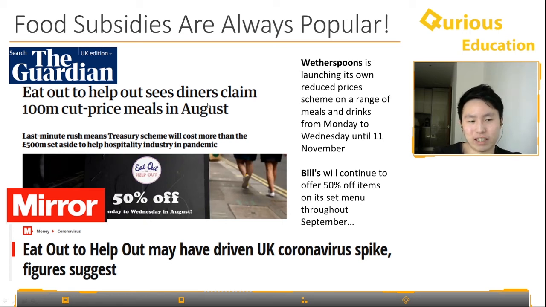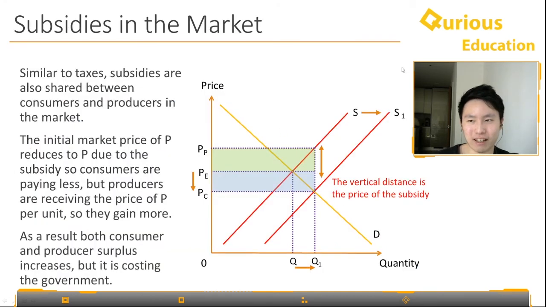So we can see diners claim 100 million cut price meals. Eat Out to Help Out, however, might have driven a coronavirus spike, which is kind of bad. But for those who still want to benefit from the scheme, even though it's ended, we can always go to Wetherspoons or Bills. Just FYI. So this would be a type of subsidy.